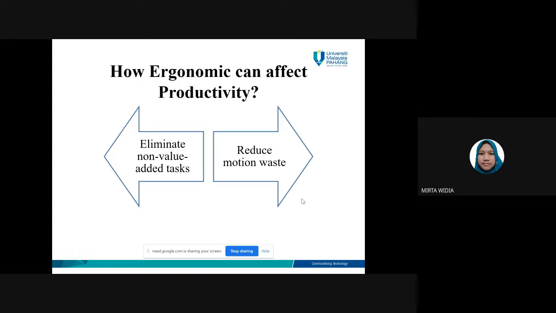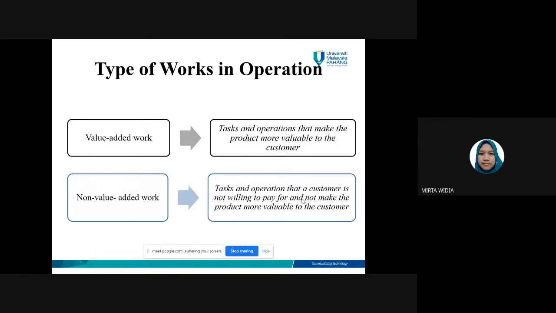Okay, so what is actually non-value added work? Value added work is the task and operation that makes the product more valuable to the customer. Meanwhile, non-value added work is the task and operation that a customer is not willing to pay for and does not make the product more valuable to the customer.